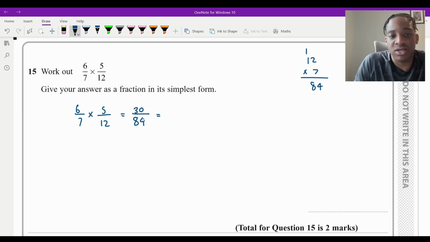However, it says we need to give our answer as a fraction in its simplest form. So can we simplify this? We can. They're both even numbers, so we can divide by 2. If I divide the top by 2, I'll get 15. If I divide the bottom by 2, this will give me 42.